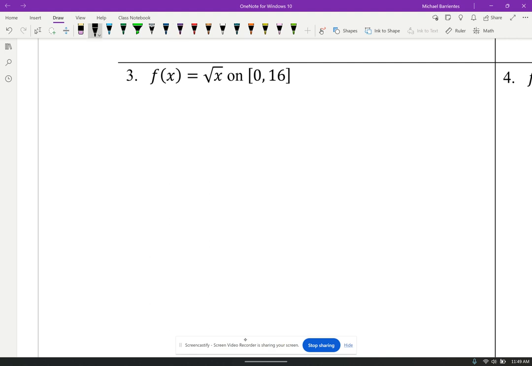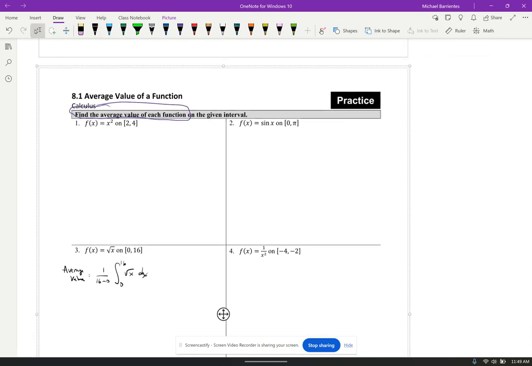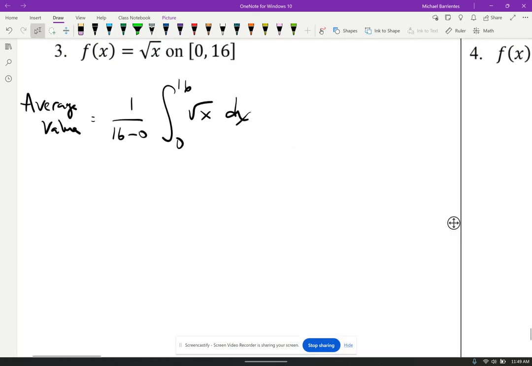So the formula says to find the average value, we take 1 over 16 minus 0 times the integral from 0 to 16 of the square root of x dx. Now let's go back and read the directions. Can we use our calculator? It doesn't really say. So let's do this without a calculator, and then let's check it with a calculator.